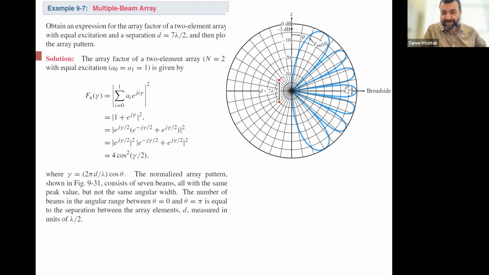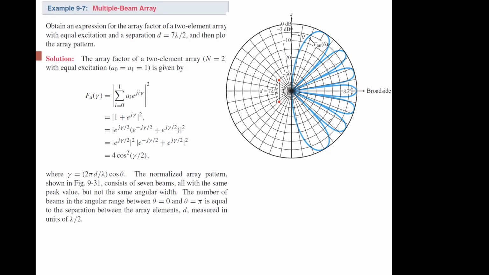Still, this has to be multiplied by the antenna pattern itself to get the actual output pattern. So for the array factor pattern, the lobe or the beam in the direction of 90 degrees, perpendicular to the arrangement of the array itself, is called the broadside. But still, in this case, for example, we don't have a particular gain in the broadside as compared to the other sides. Okay, thank you.